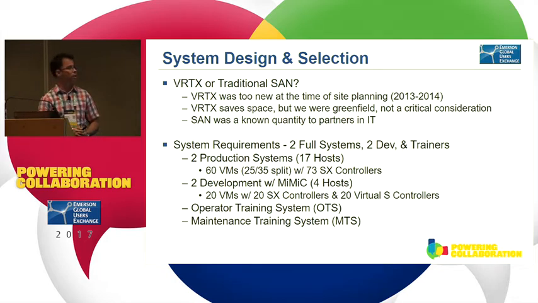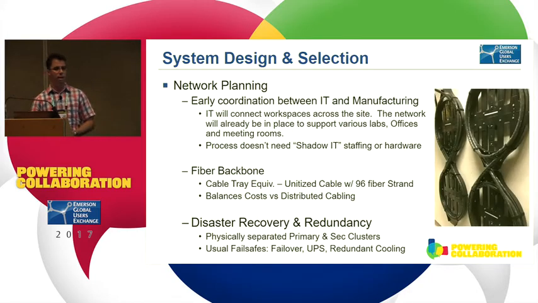The virtual machines are split into 2, 25 for one system and 35 for the other system, for a total of 73 controllers. Most of them are redundant controllers. Also, we have 2 development systems with a total of 20 VMs and 20 controllers and 20 virtualized S controllers. We do also have 2 other additional systems for training purposes, which are administered by another department. But that's in a nutshell.